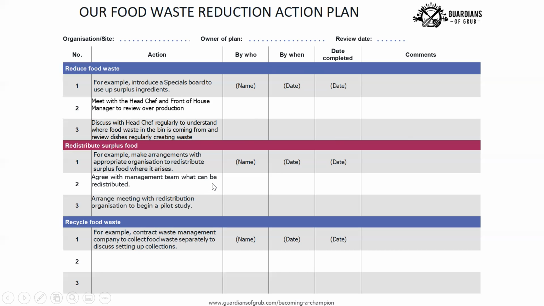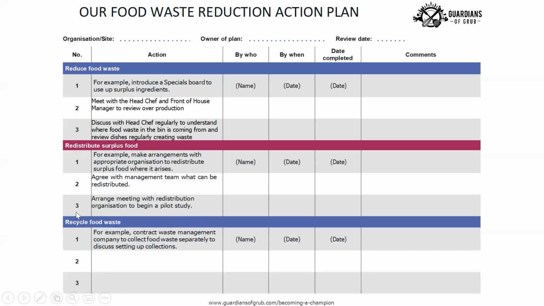So going down into distribution, this one says, agree with management team what can be redistributed, and a subsequent one, arrange meeting with redistribution organisation to begin a pilot study. So it might be that we already knew we were working with a food redistribution company, but is everybody clear? Does everybody know what can and should be redistributed? Given food safety, allergen type legislation, we've got to make sure that whatever it is, it is safe. So again, we need to make sure that we're crystal clear about what can be done.